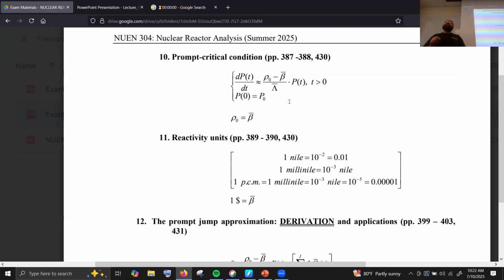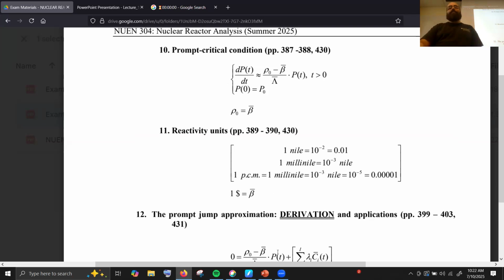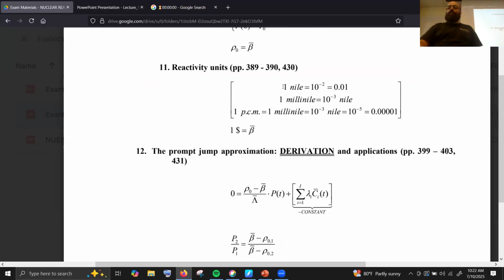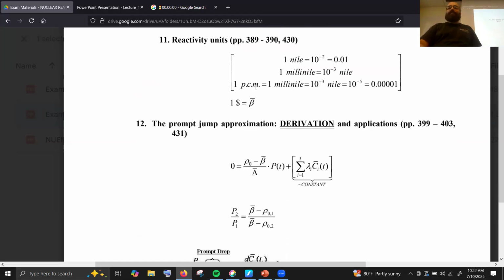Homework 6 is a lot shorter than homework 5, so hopefully it doesn't take the same amount of time that a homework normally takes. There will be some homework 6 questions on the exam, so try your best to get as much of homework 6 done before you come to take the exam so that there's less possible surprises. Like deriving this prompt critical condition and the prompt jump approximation, those are two things that you're going to see on homework 6. We're going to talk more about the different units for reactivity today.